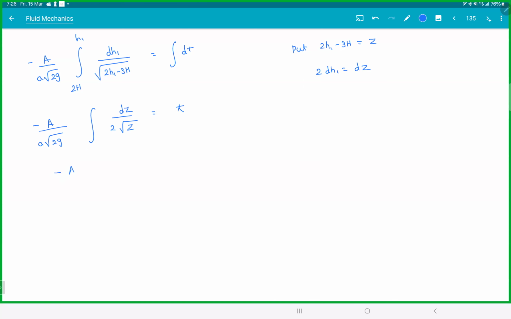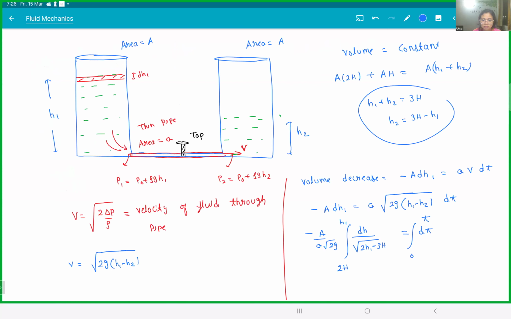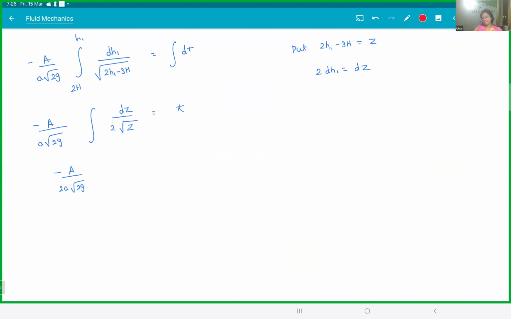So the 2 will come out, minus A by 2 root 2... तो वो 3h कहाँ से आया? अरे वो 3h कहाँ से? ये है ना, h2 को रिप्लेस कर लिया मैंने. ओह अच्छा okay. दोनों वेरिएबल्स है ना, ये h2 को ये पे डाल दिया. इसका इंटीग्रल क्या होगा? dz by root z, तो that would be 1 by 2 root z.